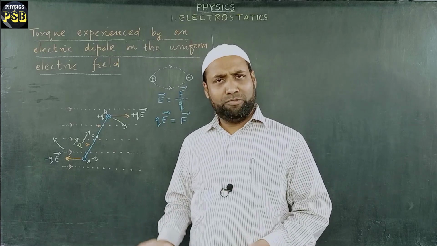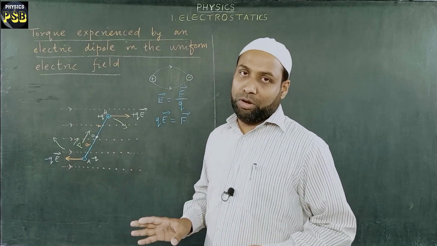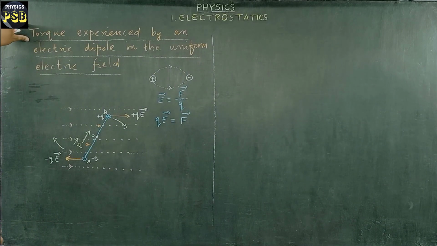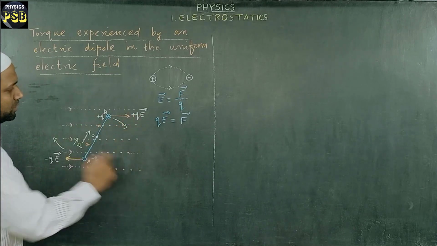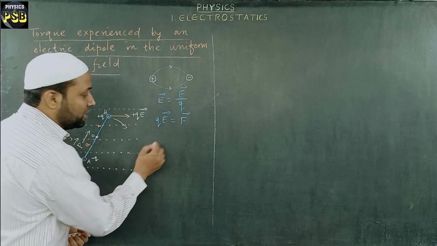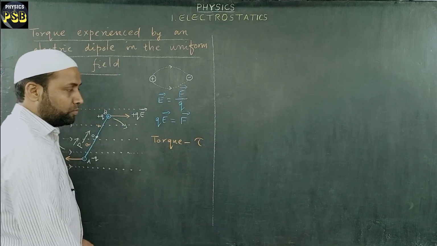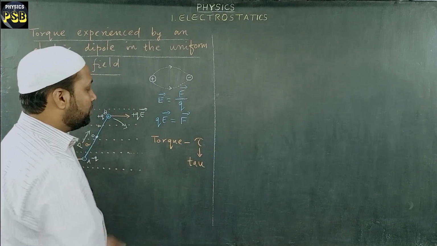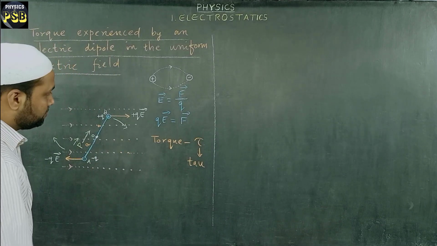And for the motion, what is required? Force. Here we have these two forces which rotate this electric dipole. Clear? Now, my aim is to get the expression for torque experienced by this electric dipole placed in a uniform electric field. We represent torque by the letter tau. It is read as tau. Tau represents the torque. It's a vector quantity.